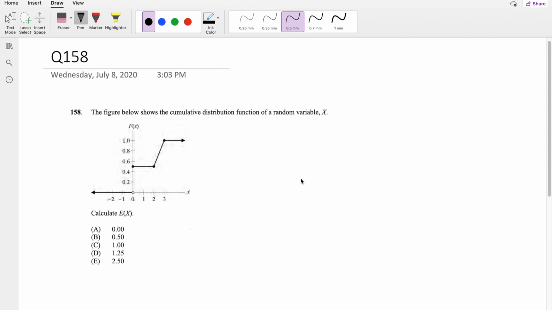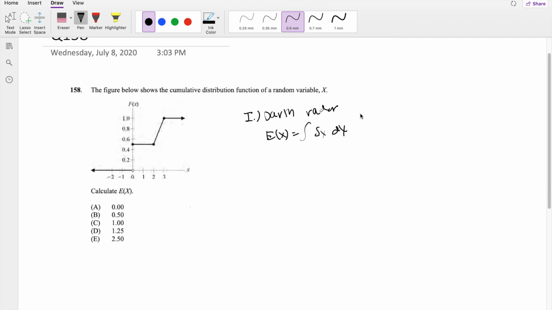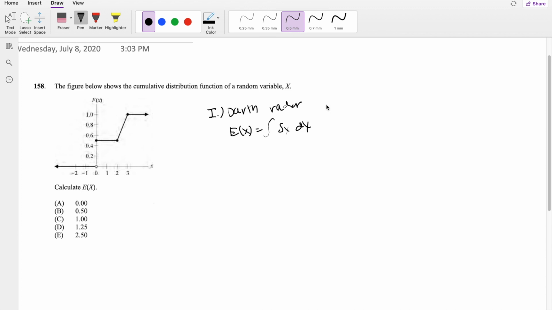So I'm actually going to approach this problem two different ways, and you can pick whatever makes the most sense to you. Number one is using the Darth Vader rule. The Darth Vader rule basically says that the expectation of X is the integral of the survival function of X, dx. So the survival function, what is that going to look like? Well, that is what's surviving. So it's basically just 1 minus F of x.